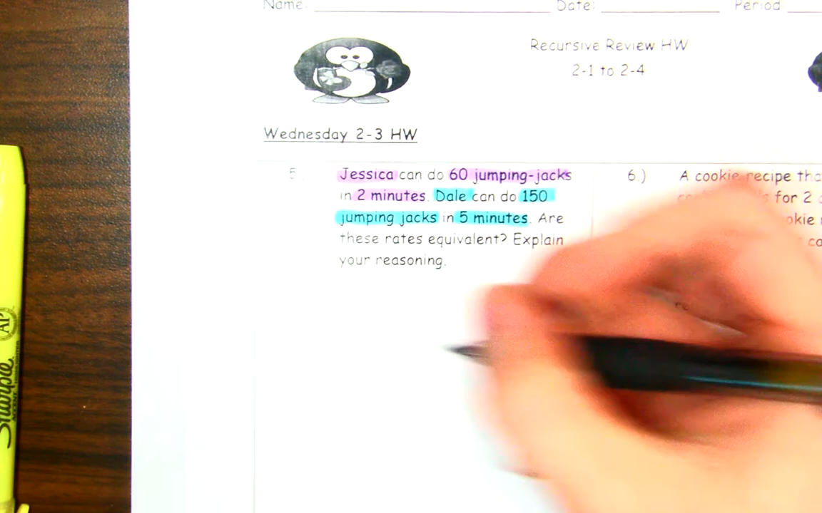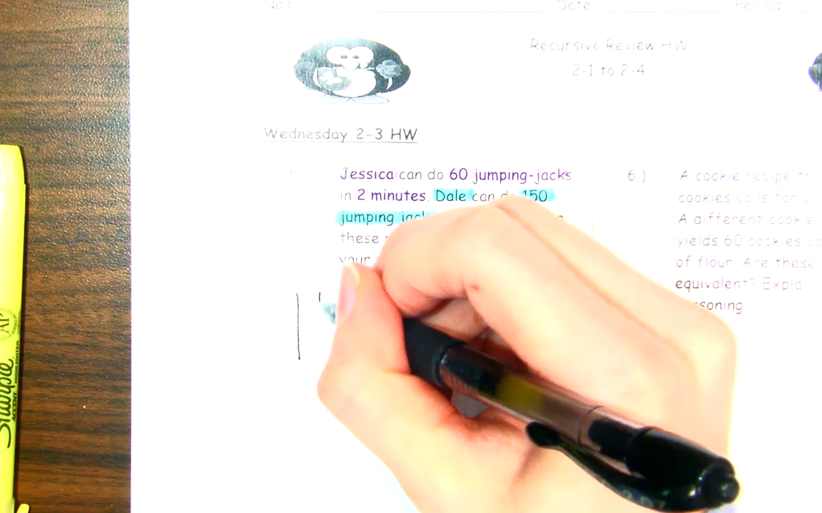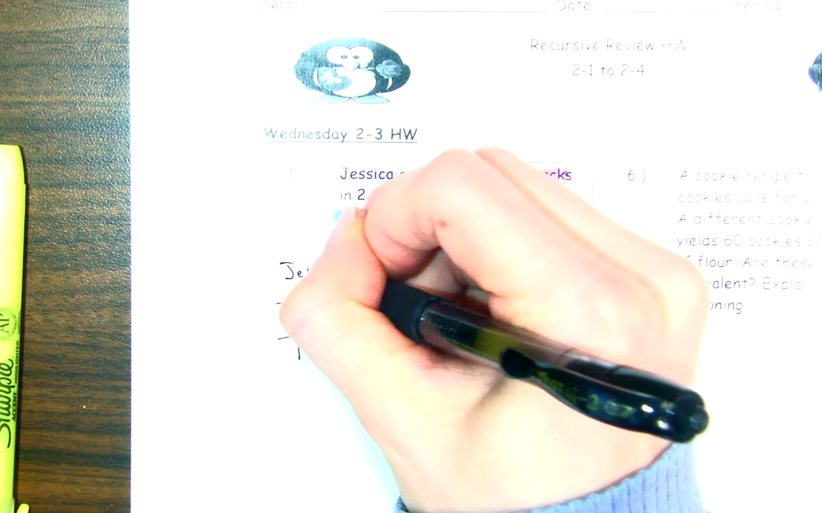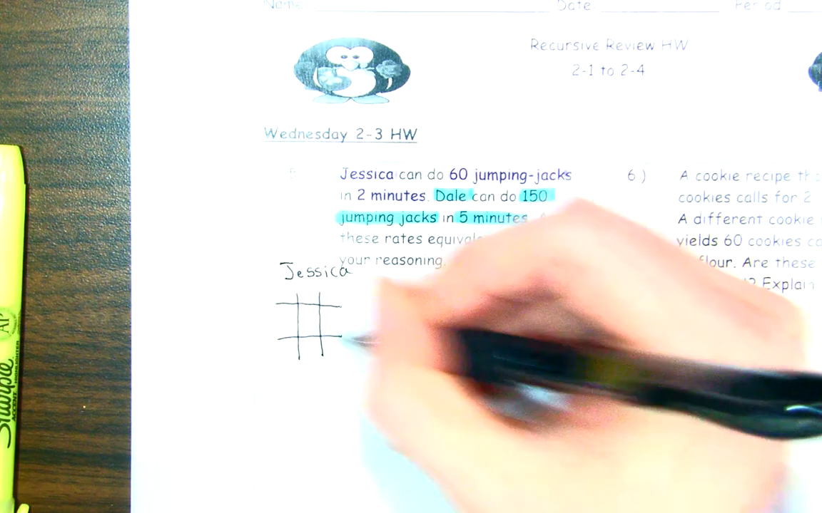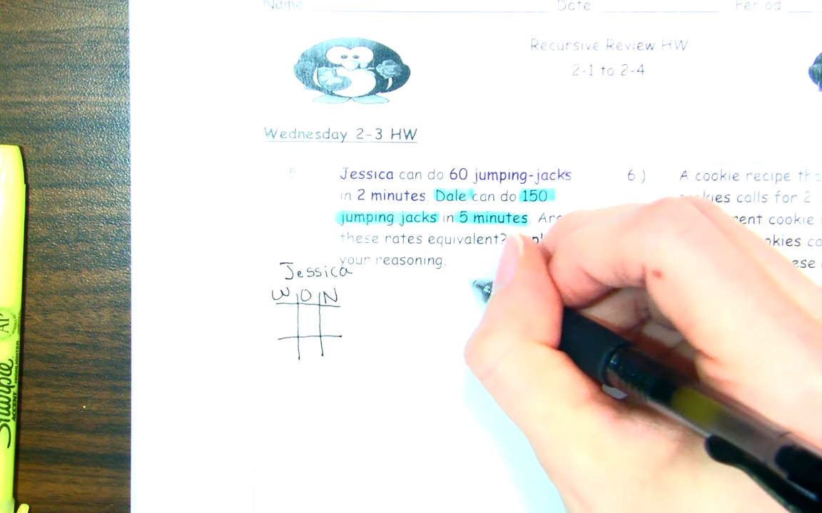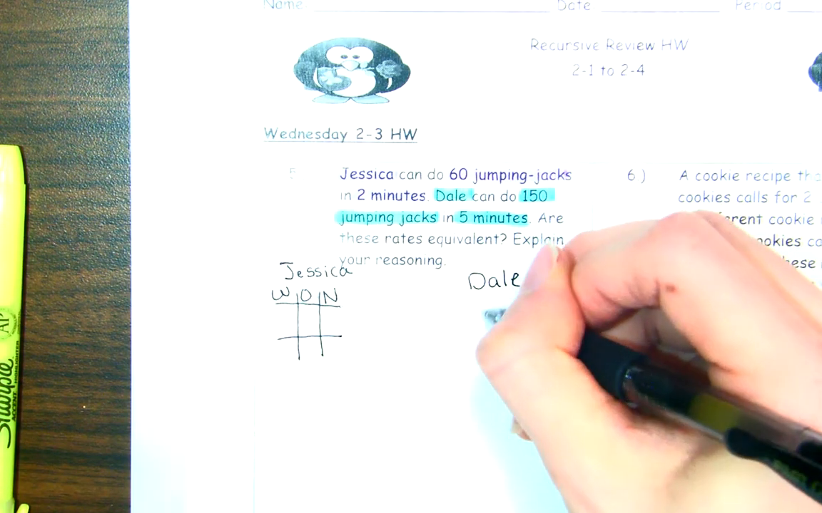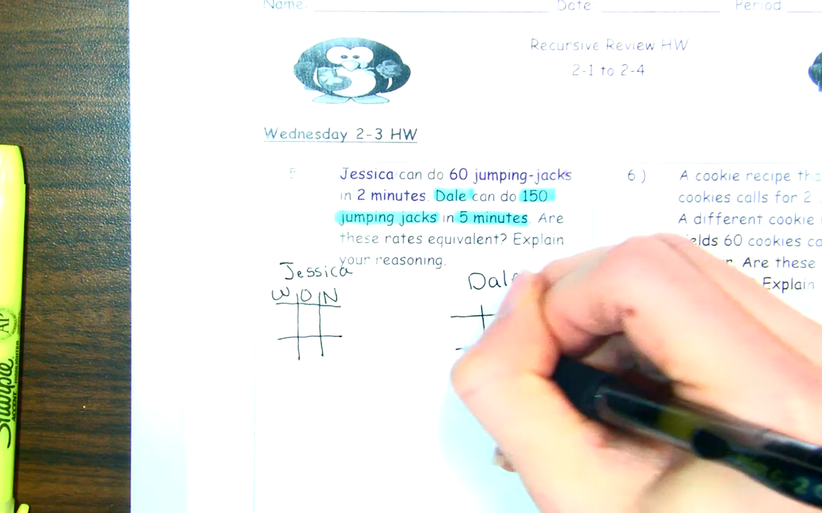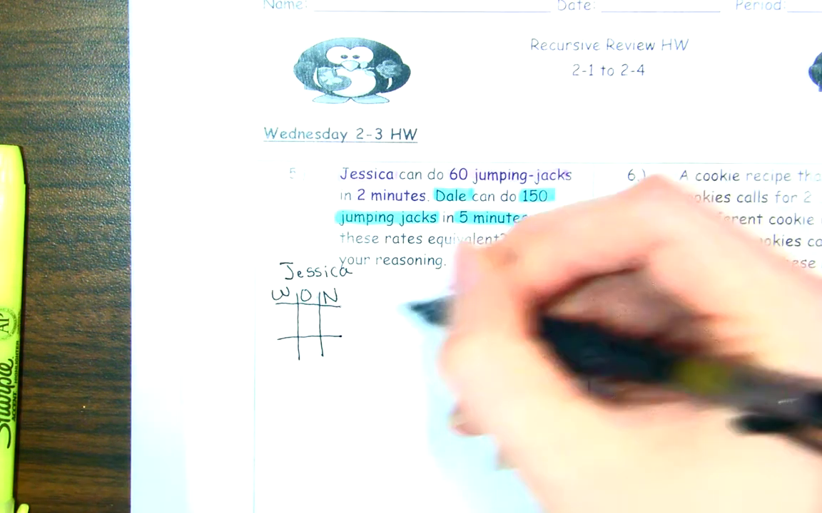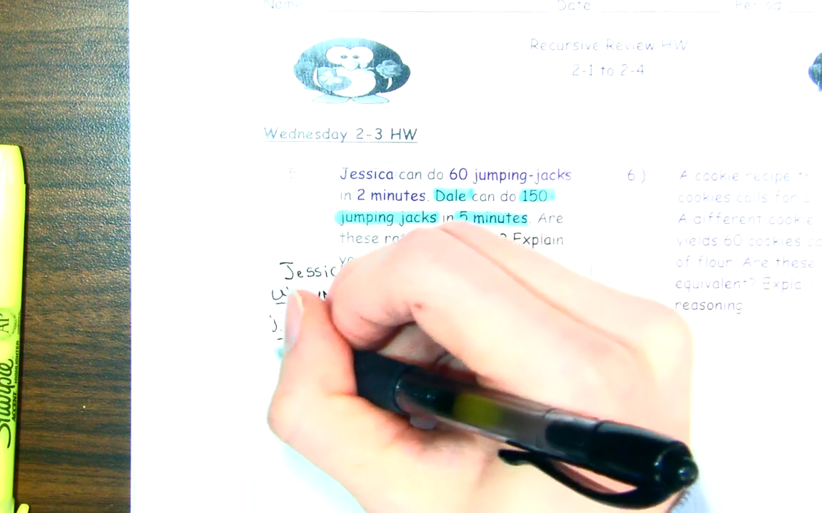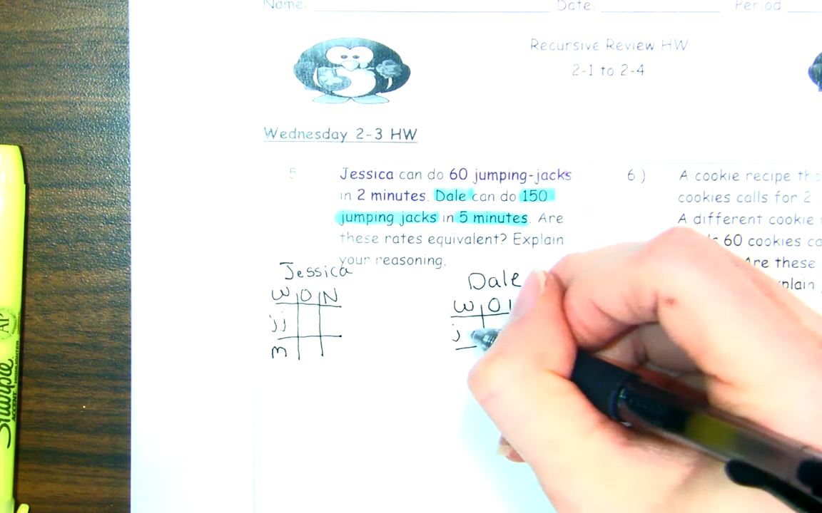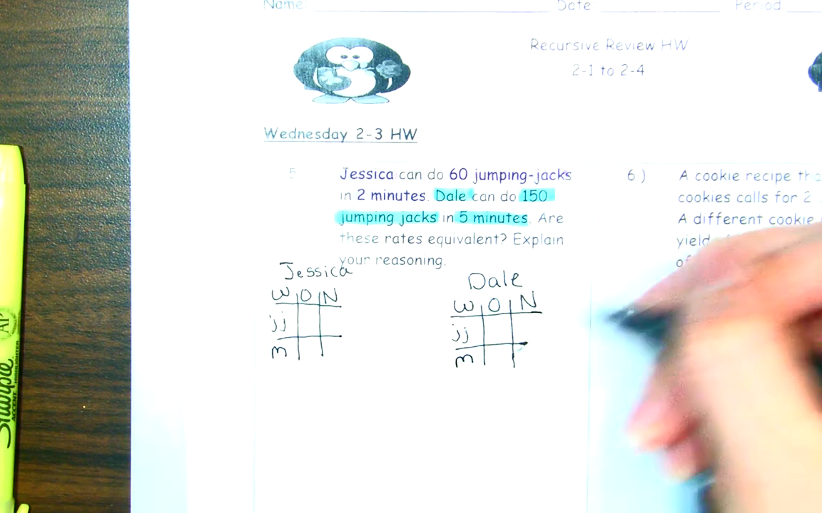So I'm going to set up a ones table for Jessica and a ones table for Dell. Here I know I'm comparing jumping jacks to minutes. So I put JJ for jumping jacks and then M for minutes. So I'm going to do the same thing for Dell, jumping jacks to minutes.